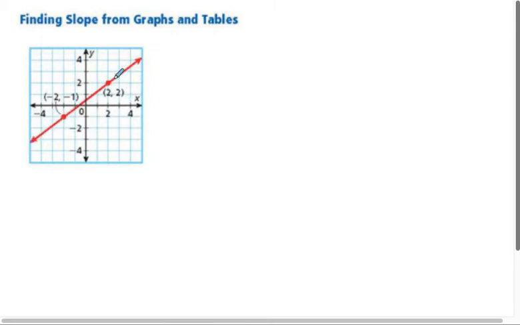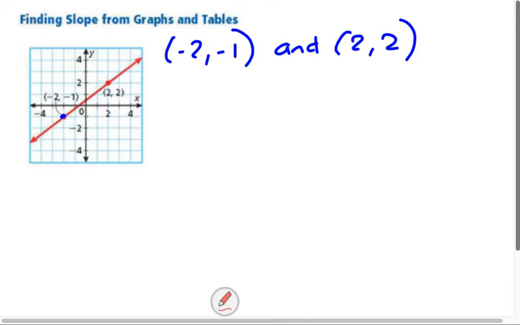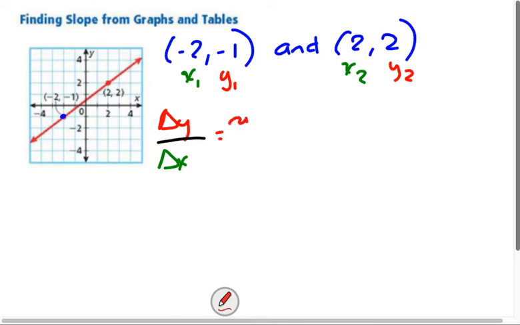So if you have a graph, pick 2 points. Right now it's conveniently picked for you that they picked out a -2, -1, and then they also picked out a 2, 2. And at this point, you would want to label your x's and then label out your y's. All right. Okay, so now we're going to figure out our change in y and divide it by our change in x. Okay, so the change in y is always to subtract y sub 2 minus y sub 1. And your change in x is to subtract x sub 2 minus x sub 1. Then we want to divide both of those numbers.